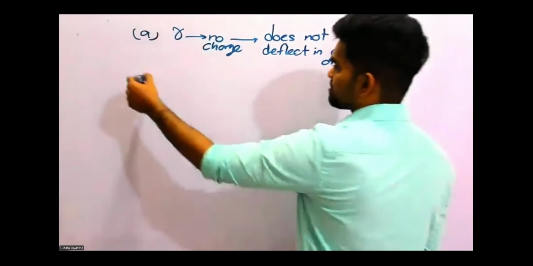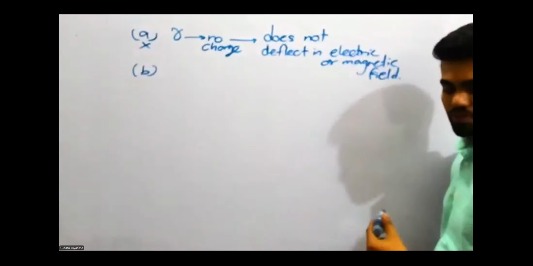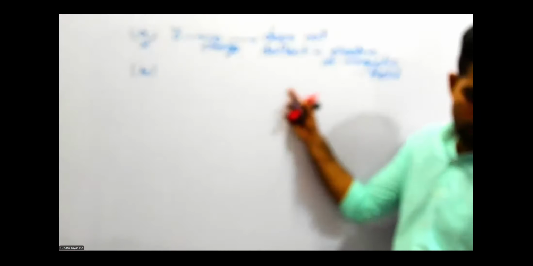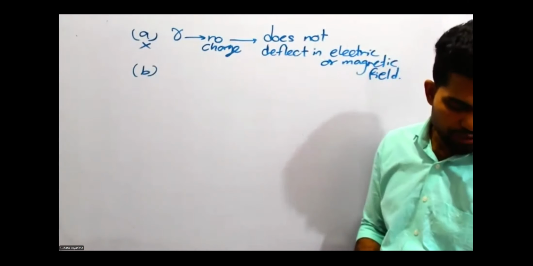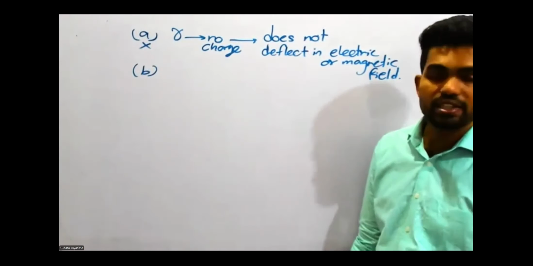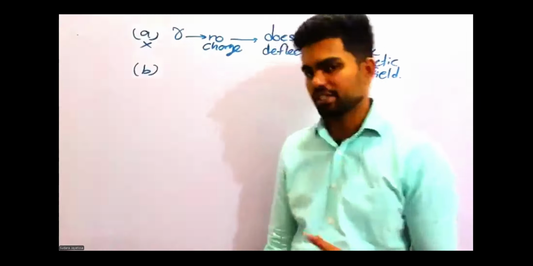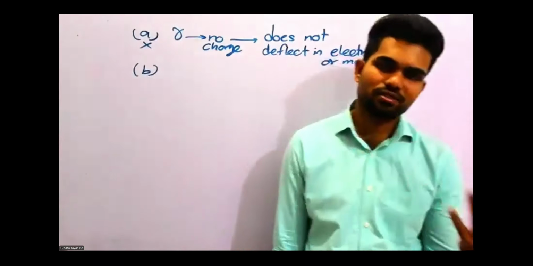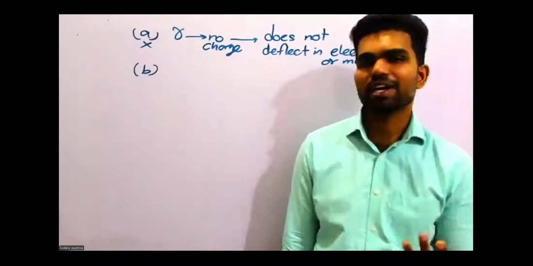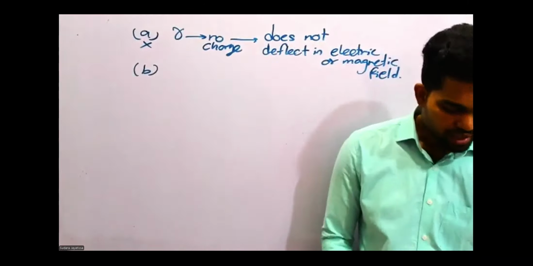So A is wrong. A is wrong because of gamma. So what about B? It says something about alpha. That statement is correct: alpha is deflecting in an electrical field, towards the negative plate. That is correct. But what they are telling regarding gamma is wrong, so you're not going to take that as an answer. Then look at the next one.